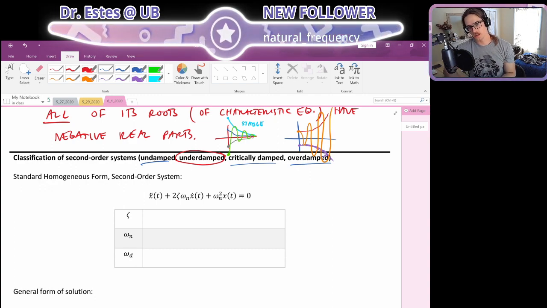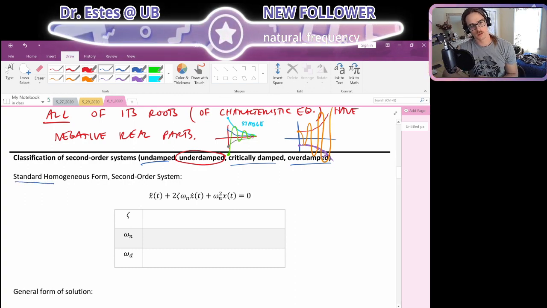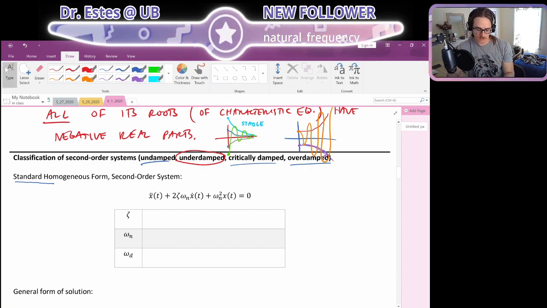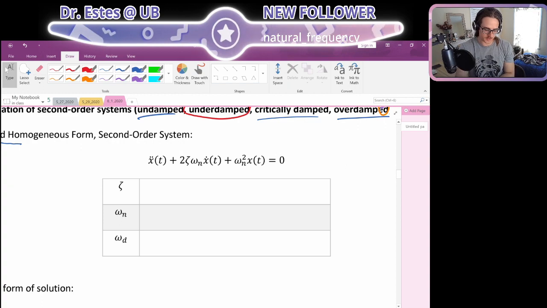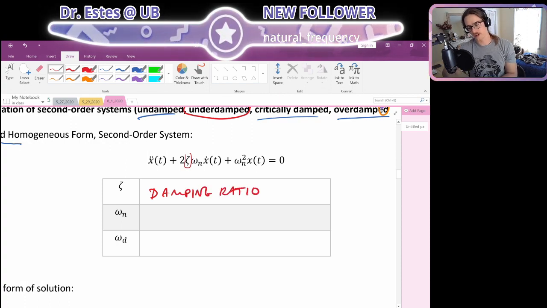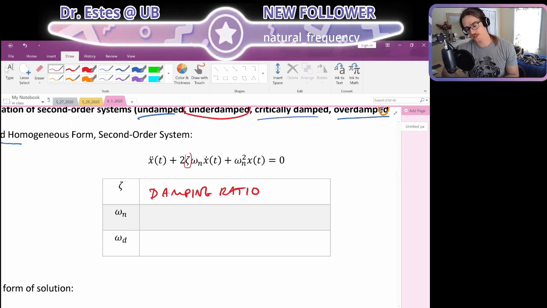The way to do it is we start by looking at a standard form for a second order system. So you can always write a second order system like this. Let's define some of these terms. So you see this zeta in there. That's called the damping ratio. And in fact, the damping ratio is what all of these classifications are based on.